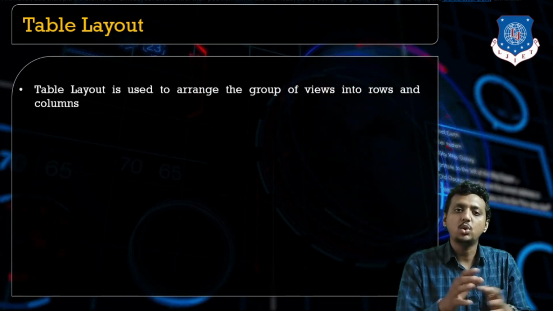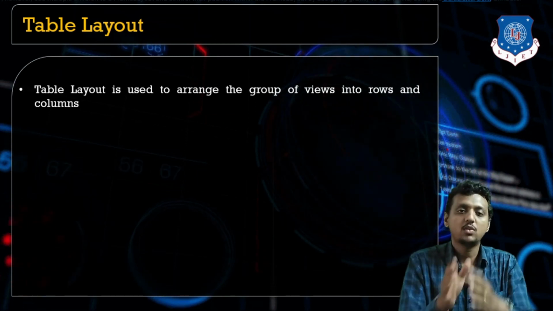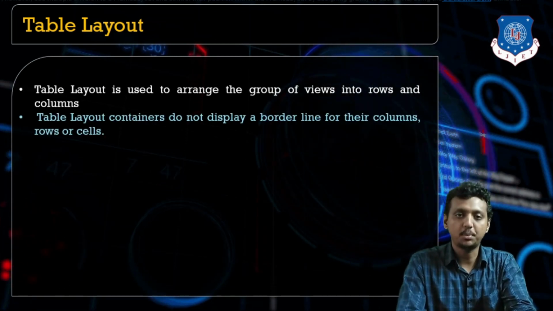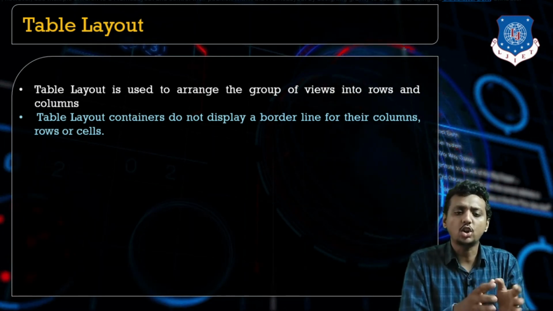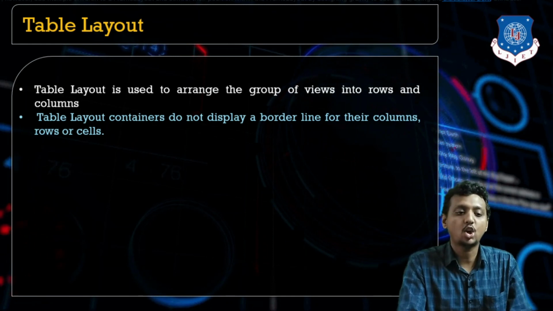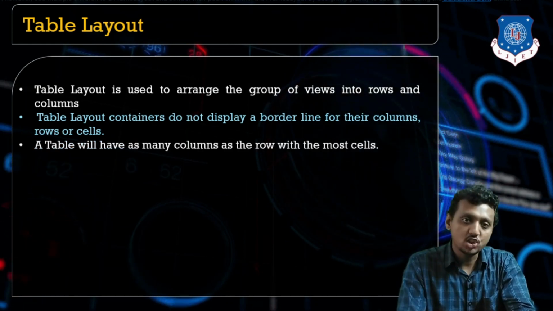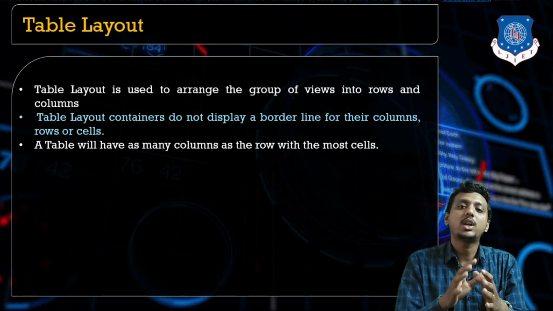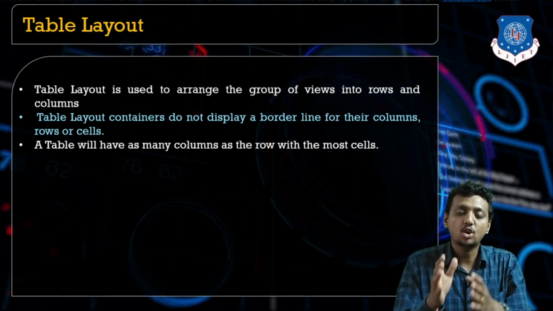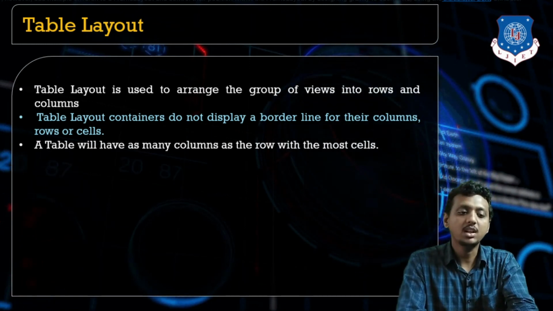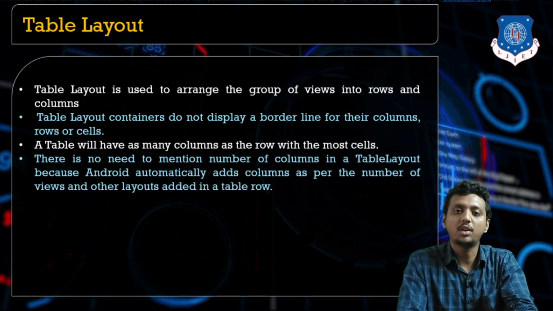Whenever you try to arrange a group of views in rows and columns, what is necessary? The table layout is important at that time. This container does not display the border lines as well as the columns, rows or cells. Always remember, same as the HTML table tag, here you are not able to show the borders, as well as columns and cells. Now, the table will have as many columns as the rows with the most cells.